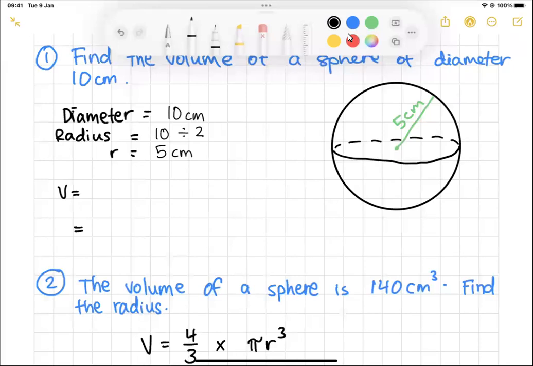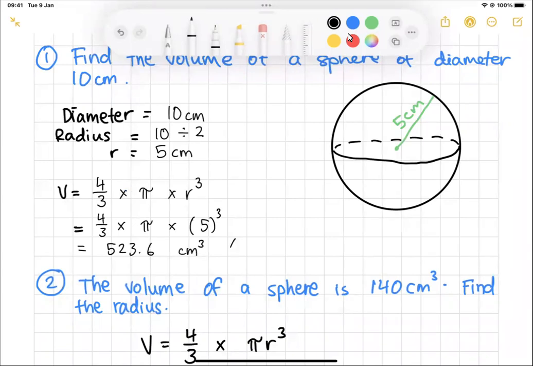Now let's start writing the formula of a sphere, which is 4/3 times pi times radius cubed. Be careful with this one. 4/3 times pi times subbing in r, which is 5, to the power of 3. Put that all into your calculator and you should get 523.6 centimeters cubed. Again, volume, not surface area.